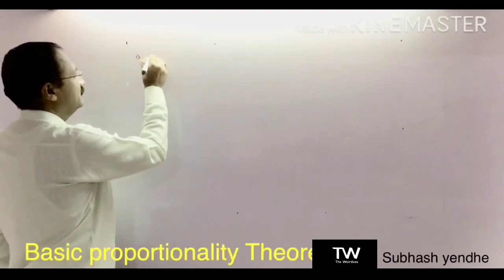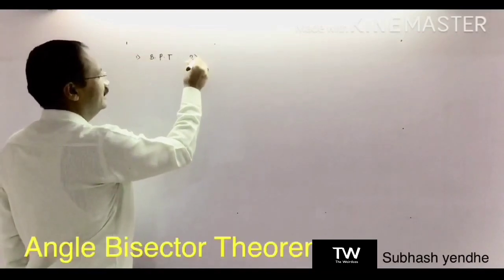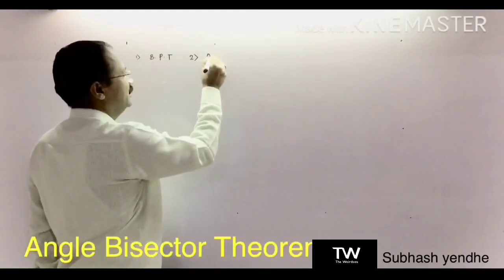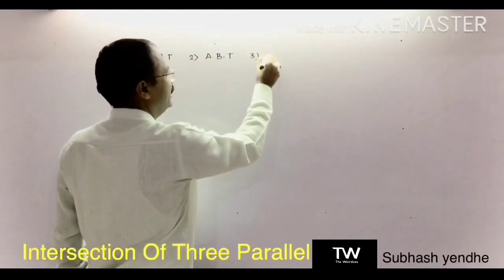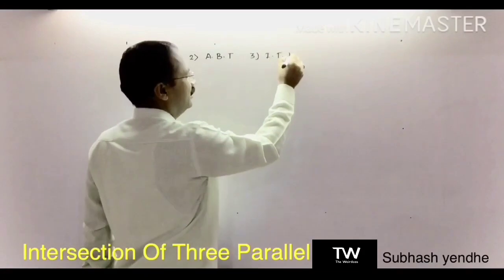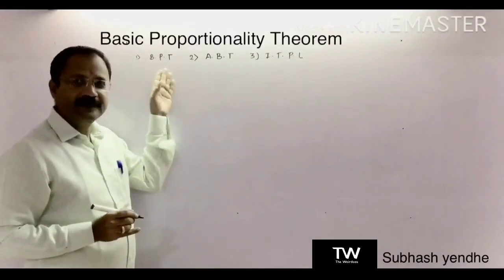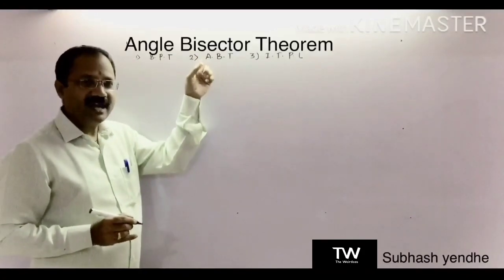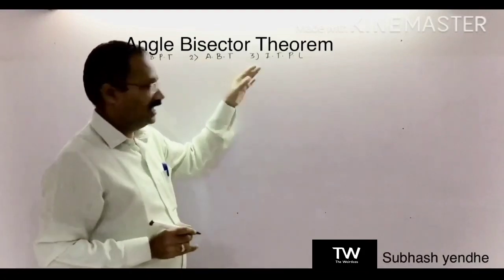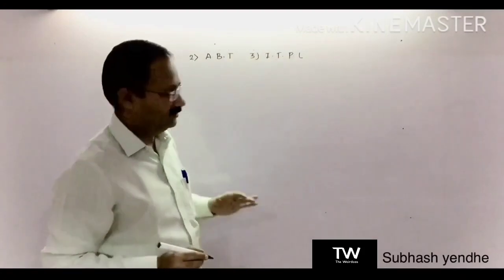One is BPT, second is A.B.T, third is ITPL. Okay, what do you know BPT? Basic proportionality theorem. A.B.T means angle bisector theorem, and the third one is ITPL. It means intersection of three parallel lines.